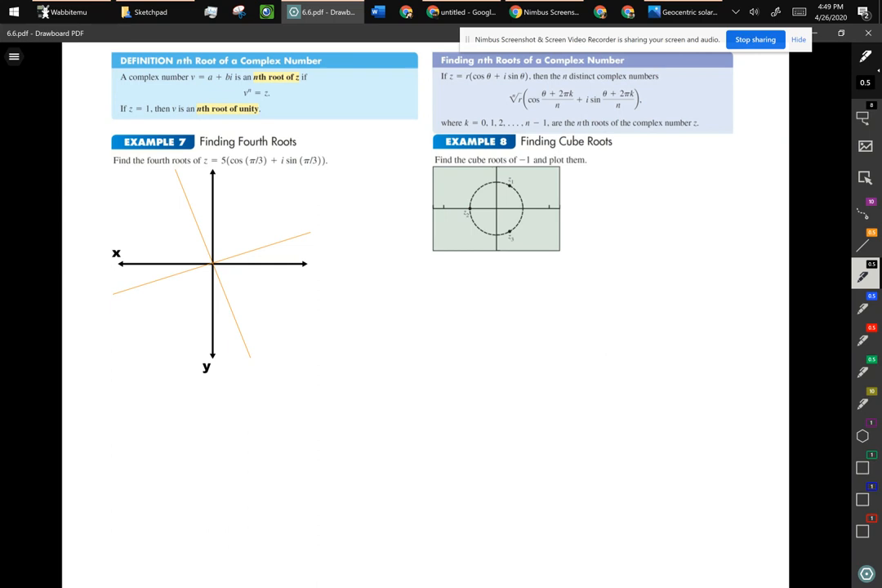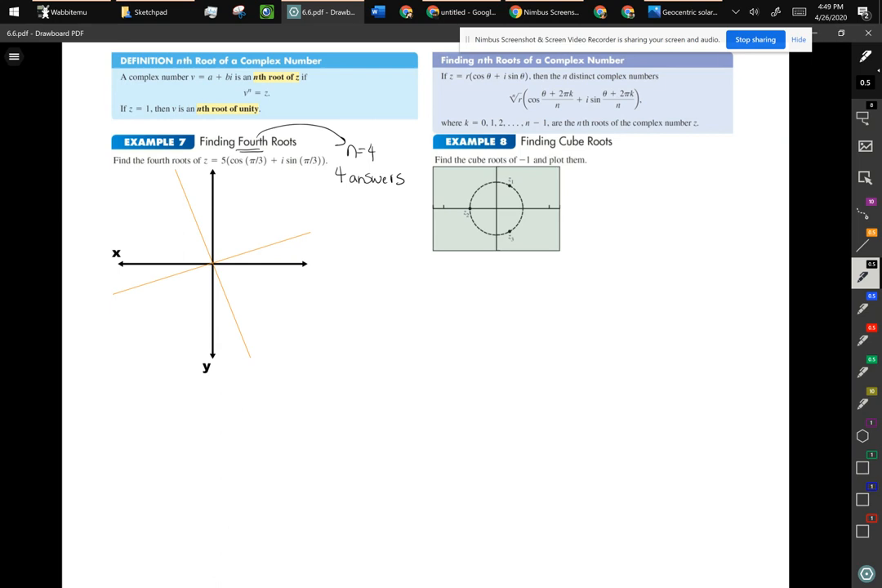And so the first thing we want to do is identify what n is. Because if we're looking for the nth root, in example 7, it's the fourth root. That means n is equal to 4. Right? Fourth root implies n is equal to 4. Now, what does that mean? That means that there are 4 distinct answers. That means there are 4 separate polar complex numbers that are the same number, but in polar form, there are different angles to get you the same number.